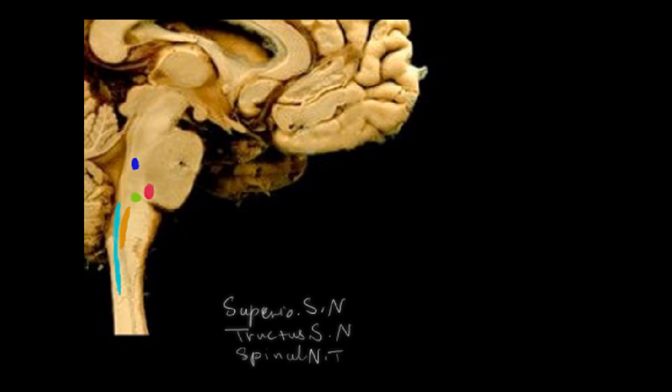Okay, so here is the level of the pons. This is the pons. The facial nerve is in the inferior part of the pons at the level of the fourth ventricle. This is the fourth ventricle, and this is the tegmentum.